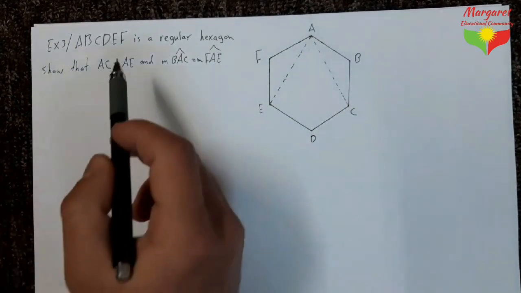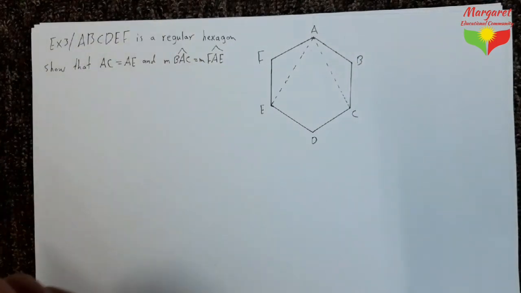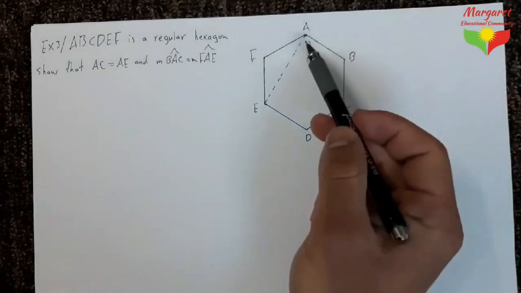To show that they are equal, we need to show that they are symmetric. So, draw an axis of symmetry.